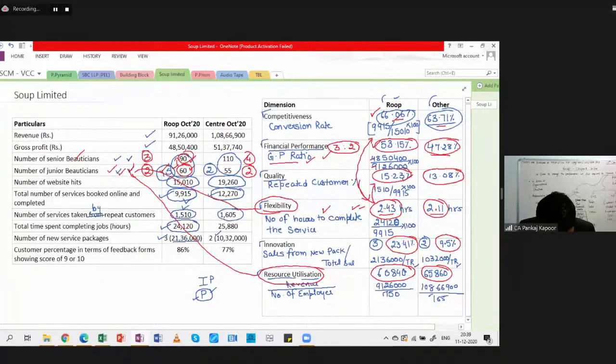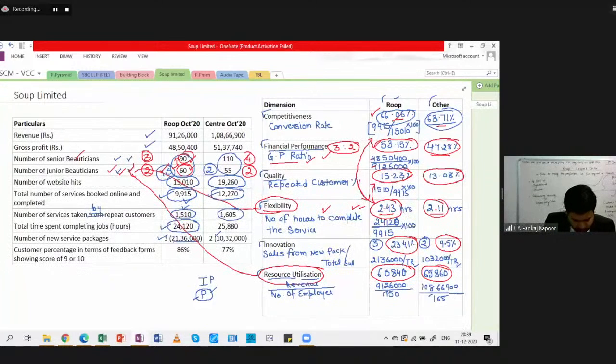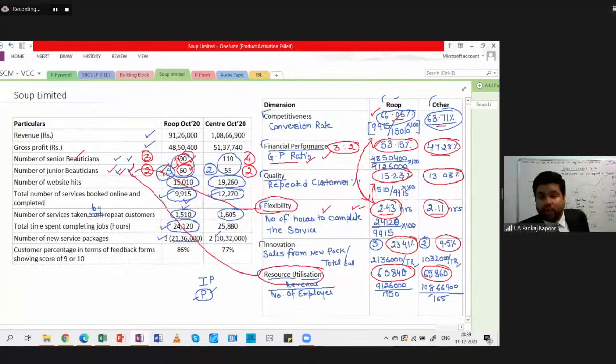I hope the question is quite clear to you. Yes, thank you, Raman. Thank you, Ravi, for mentioning that Roop is better. Chavi also mentioned that Roop is better. Thank you. Good. I hope the question is quite clear to you.